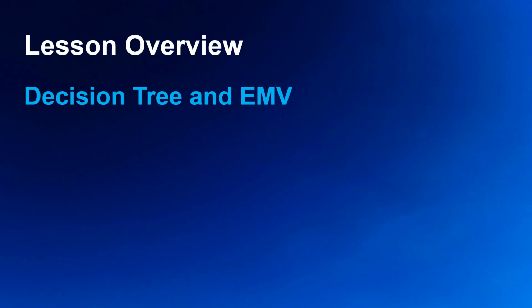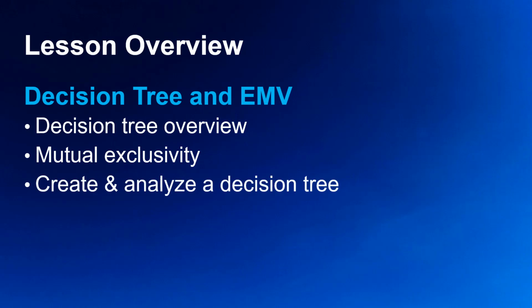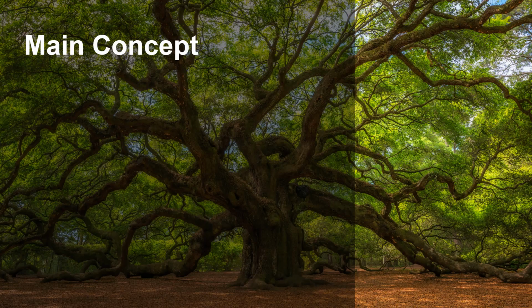In this lesson, we look at the decision tree and expected monetary value tools and techniques in project risk management. First, we provide an overview of the decision tree. Next, we discuss the concept of mutual exclusivity. We move on to how to create and analyze a decision tree. We talk about how to calculate the impact value of a decision, and finally we explain the concept of expected monetary value and how to determine it. To make sure you get a good grasp of this lesson, we walk through a simple example of a decision tree and EMV calculation. We start with the main concept.